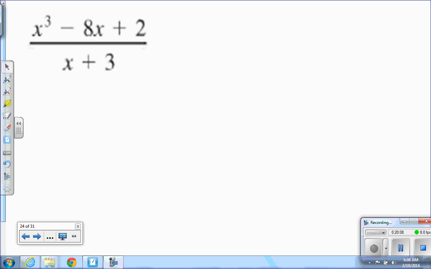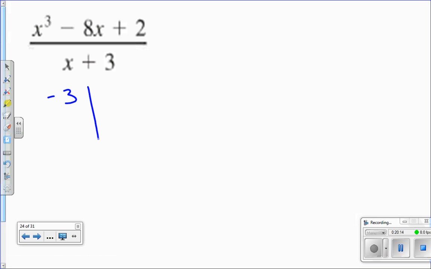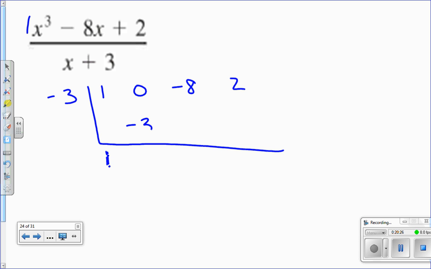All right, here's the last example. Notice they just give you the divisor in a different form, but I like this example because it reminds us that we have to use a placeholder for the missing quadratic term. There's a 1x to the third, there's a 0x squared, a minus 8x, and a plus 2. Let's bring down the 1 and multiply it: 1 times negative 3 is negative 3.